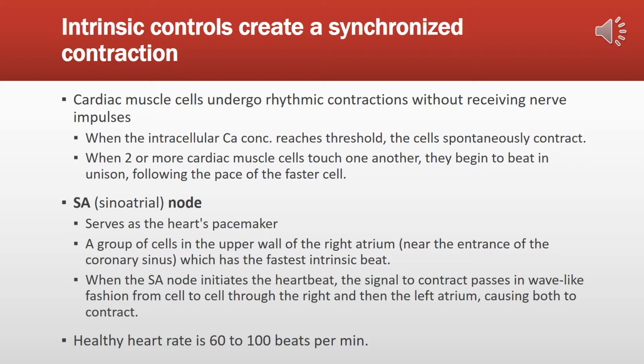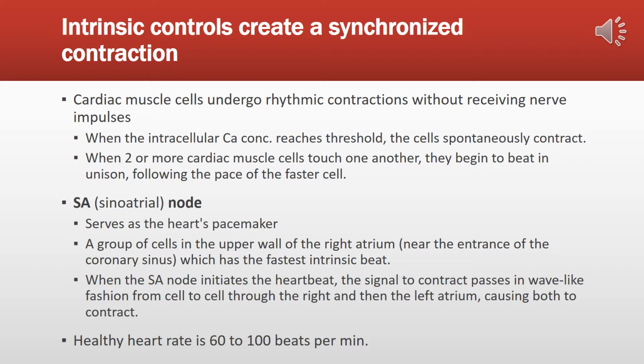So when the intracellular calcium concentration reaches threshold in the heart muscle cell, the cell itself spontaneously contracts. And when two or more cardiac muscle cells touch one another, they can begin to beat in unison, following the pace of the fastest cell. And this is something that would be seen if we removed two individual heart cells from the heart and put them together.